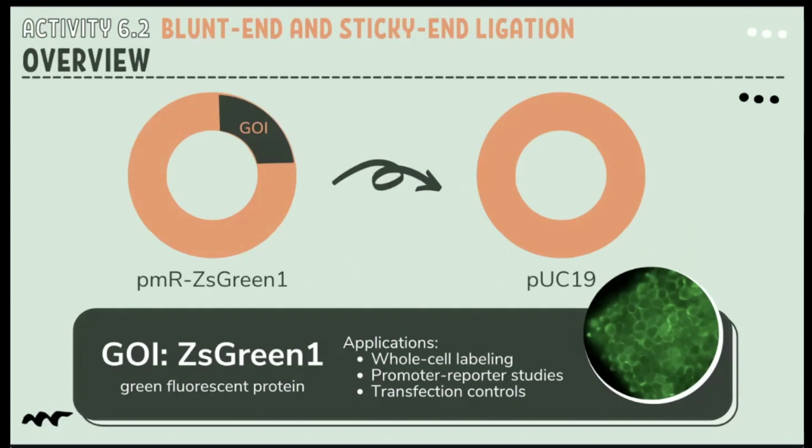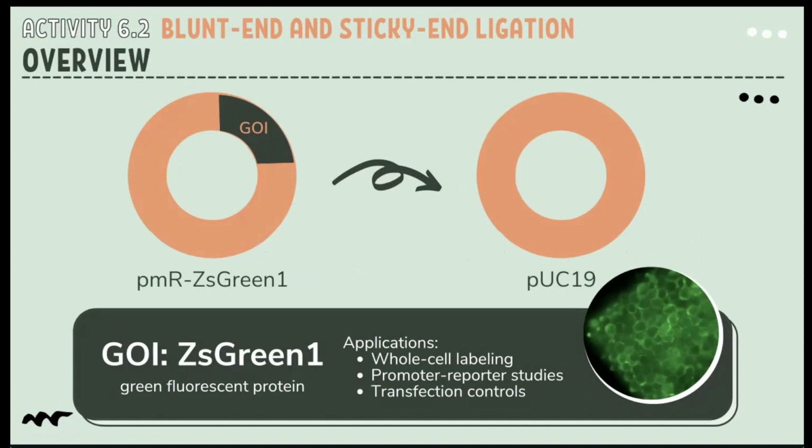For this part, our gene of interest is the ZS green 1 gene, which we will isolate from pMR ZS green 1 plasmid and insert into the pUC19 plasmid. A green fluorescent protein, the brightest one commercially available, ZS green 1 is used for whole cell labeling, promoter reporter studies, and controls on transfection.